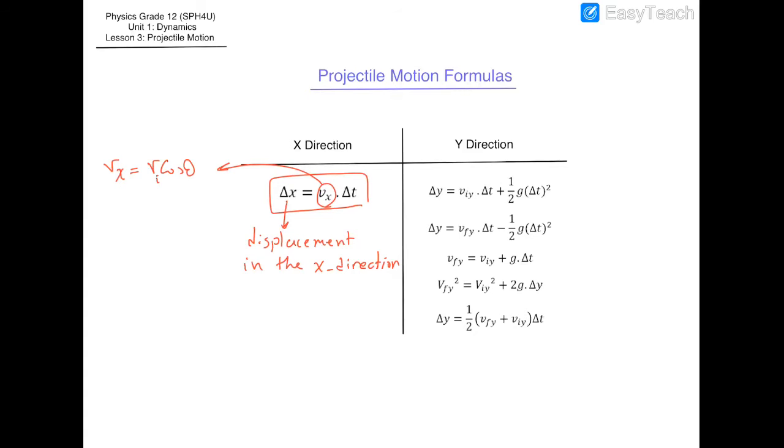For the y direction, in these formulas, which I'm not going to explain because they are exactly the same formulas, I just want to mention Viy and also Vfy here, because these are the only ones that are different. So Viy means the y component of the initial velocity. How do we find it? Whenever you want to find Viy, it's just Vi times sine theta because it's a y component.